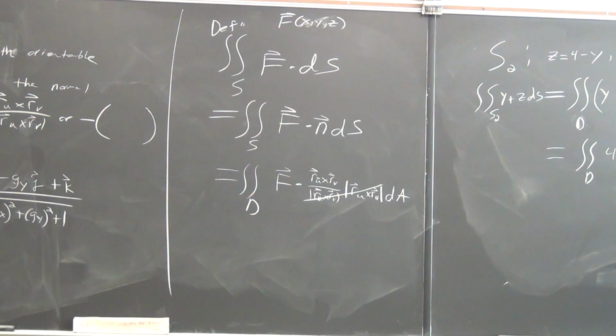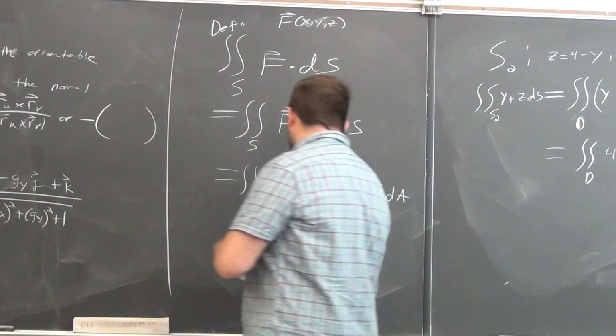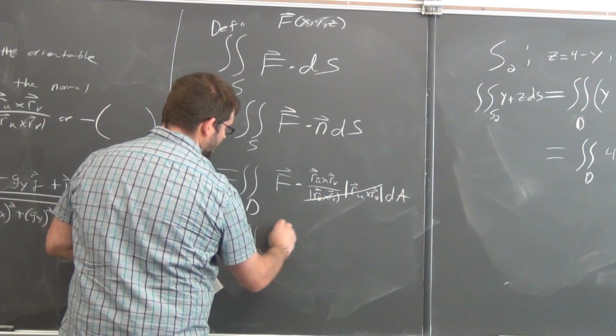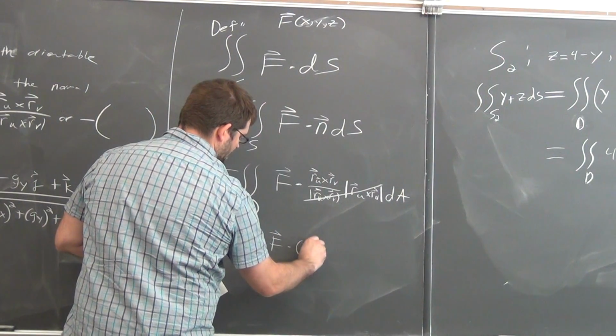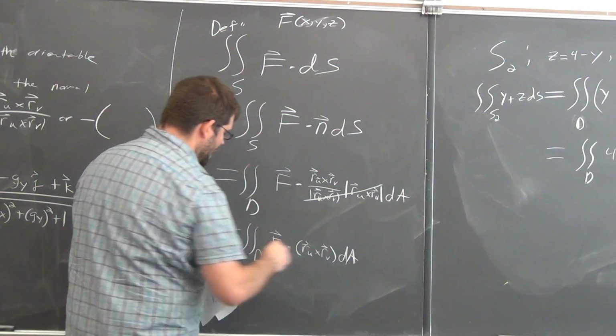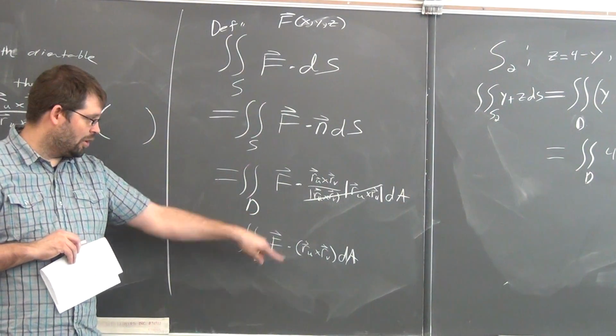Okay, so let's just try an example and see how this goes. The formula is the double integral of F dot r sub u cross r sub v dA, and here the F is evaluated by plugging in r into it.